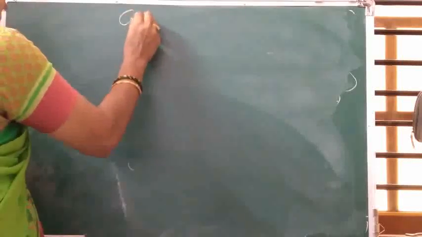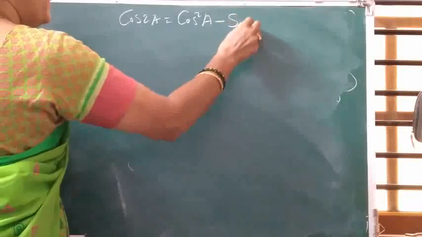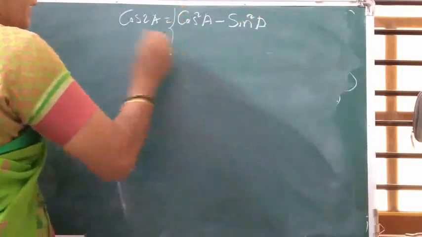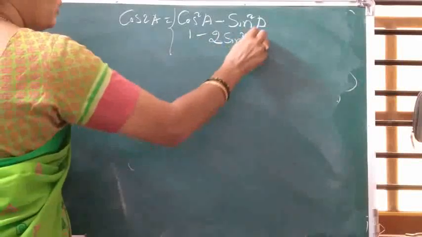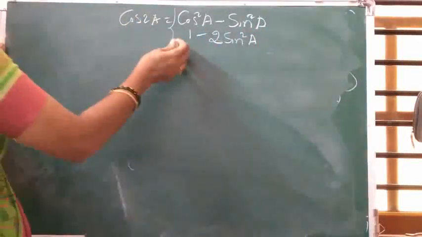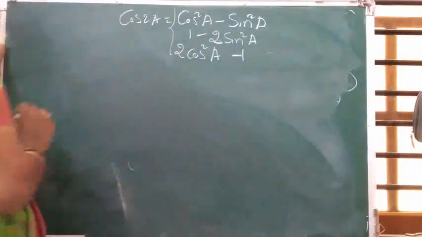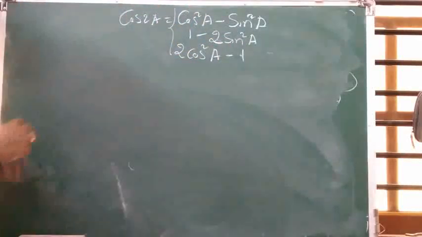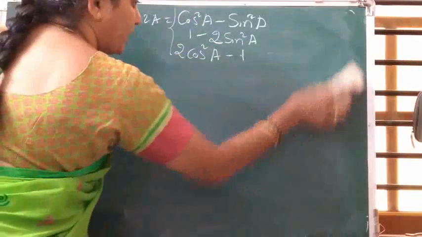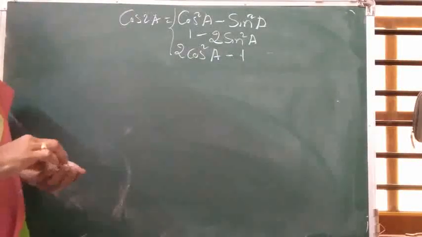Thus, we have proved 3 formulas for cos 2a. One is cos 2a is cos square a minus sin square a. Second one we have proved, cos 2a is 1 minus 2 sin square a. Third one we have proved, cos 2a is 2 cos square a minus 1. These are very important examples which are helpful in solving the examples on trigonometry in transformation formula and all these things. Okay, I hope you understood.